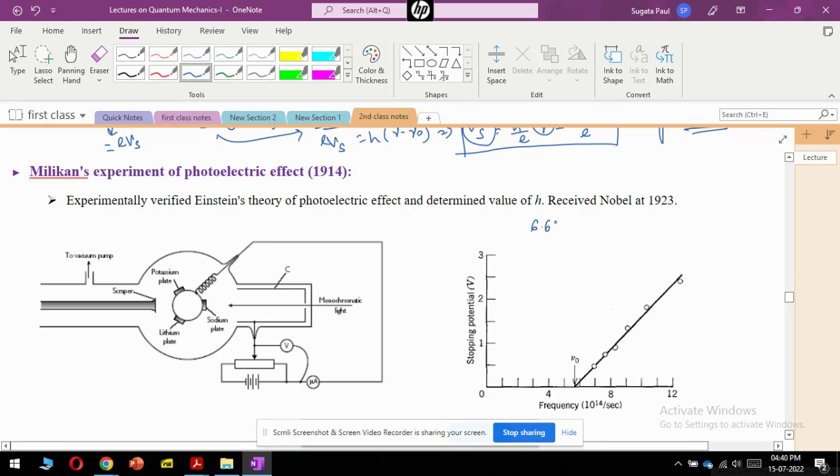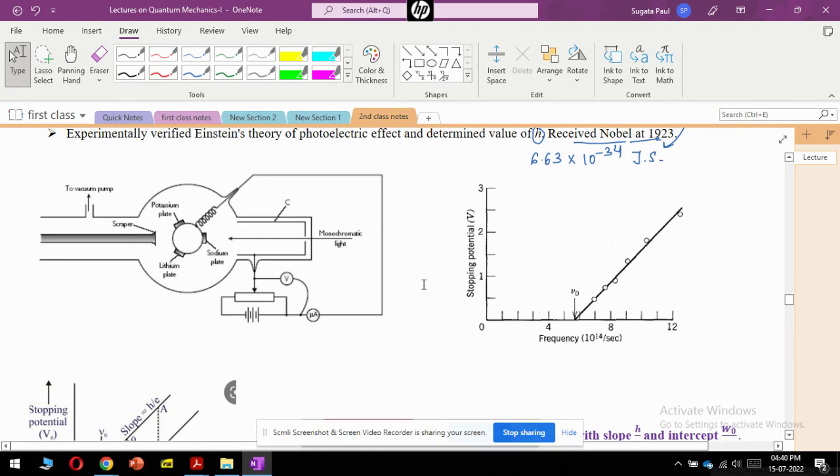The real value of h accepted now is 6.626 times 10 to the power minus 34 joule second. And the value calculated from the experimental results of Millikan was within plus or minus 0.5% of this value. And this revolutionary result helped him get the Nobel Prize in 1923 also. So you see this single experiment helped two people to get the Nobel Prize. One is Einstein for giving his phenomenal theory, and one is Millikan who proved this theory correct by his following experiment.